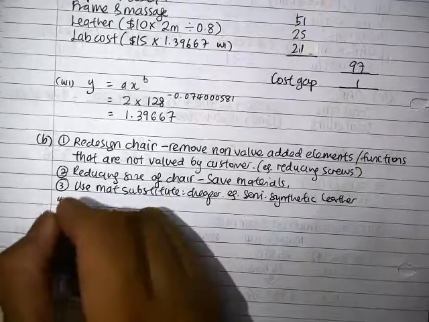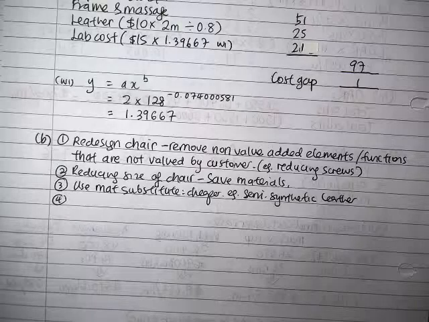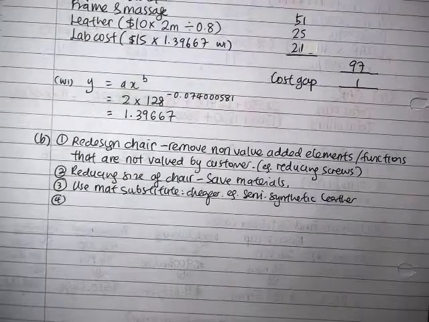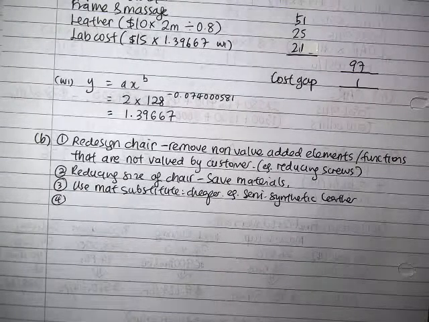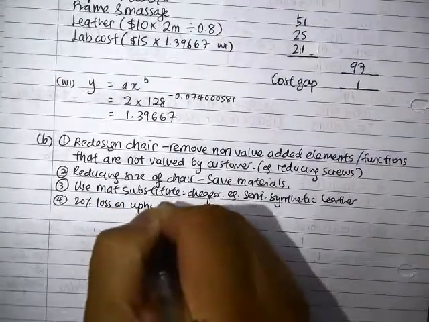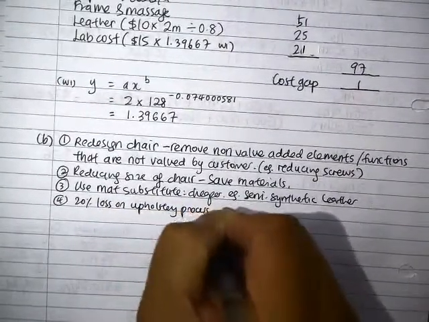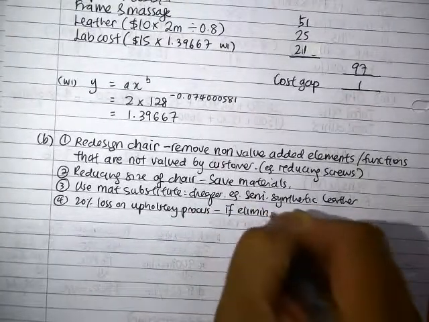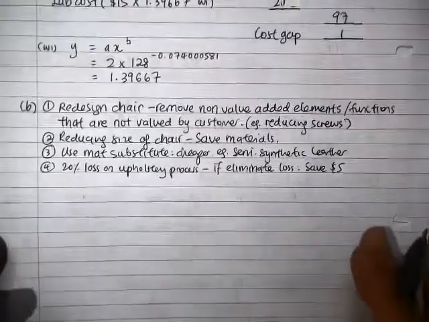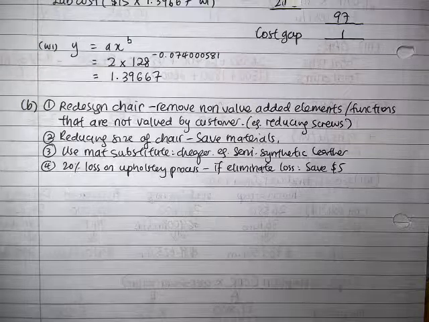You see, of course one thing that we can see is not value added is the losses. Now they say there will be a 20% loss as a result of the upholstery process. If you don't have the 20% loss, you will save $5, because of the 20% loss, instead of $20, you become $25. Okay, so there's a 20% loss on the upholstery process. If you can eliminate the loss, you already save $5. Now you write properly, but I'm just giving examples, some suggestions of what you can do.